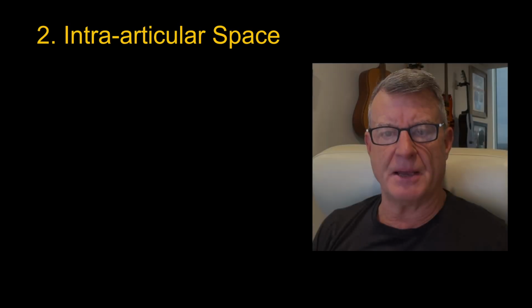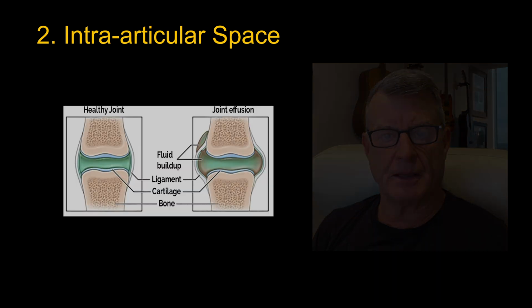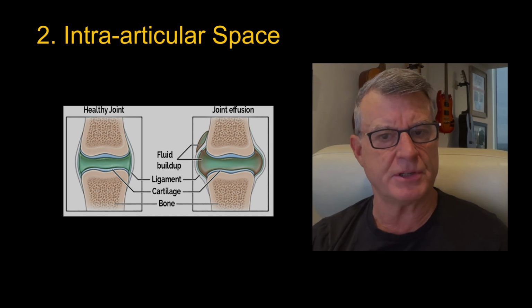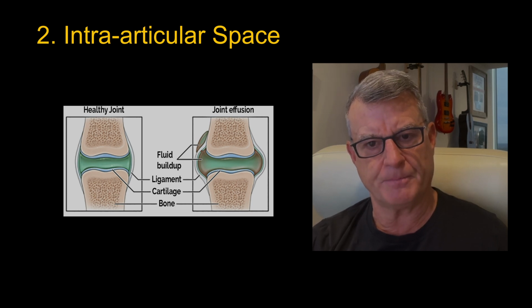The second step in the treatment of motion loss due to joint stiffness is managing issues that are inside the joint, or in the intra-articular space. Commonly, fluid can collect inside of the joint, which will restrict your range of motion. This fluid is called an effusion. Your surgeon should look for causes of the effusion and help you manage this problem.